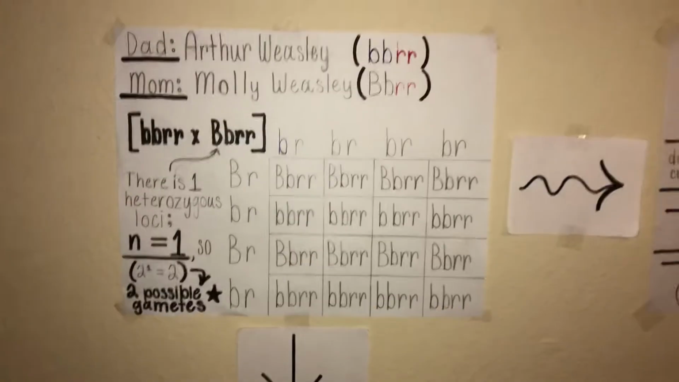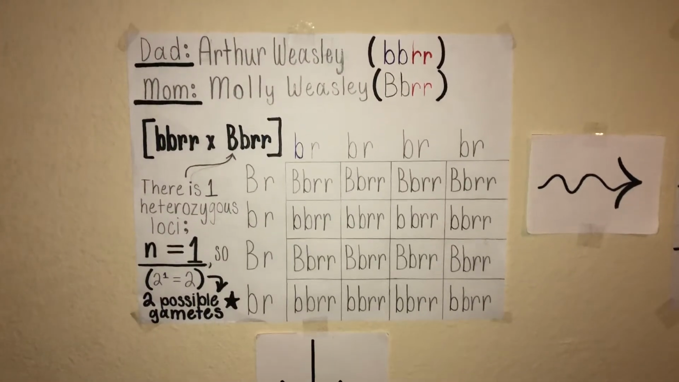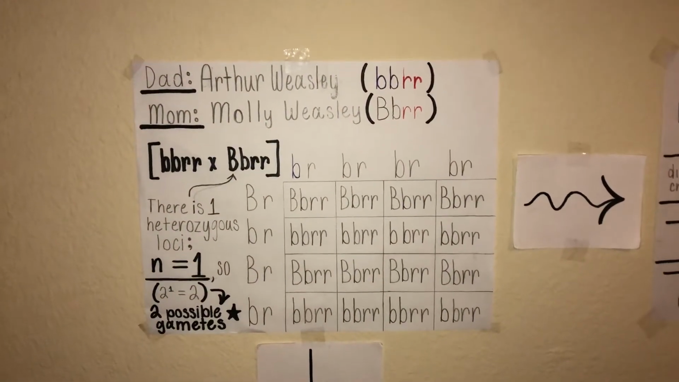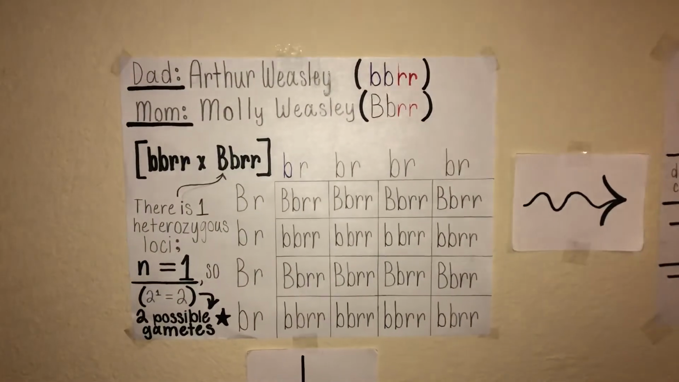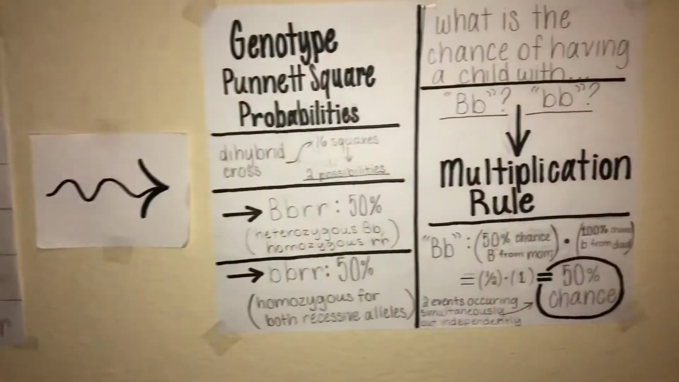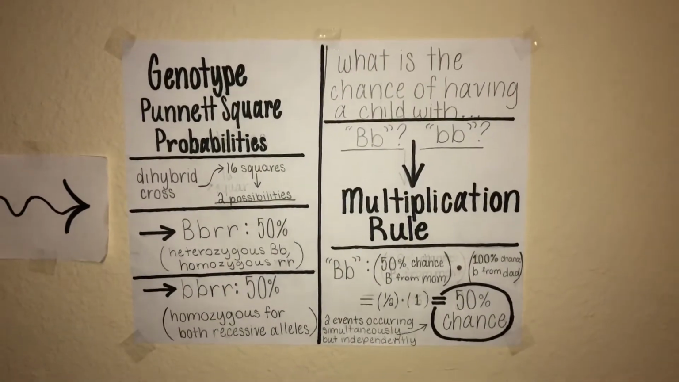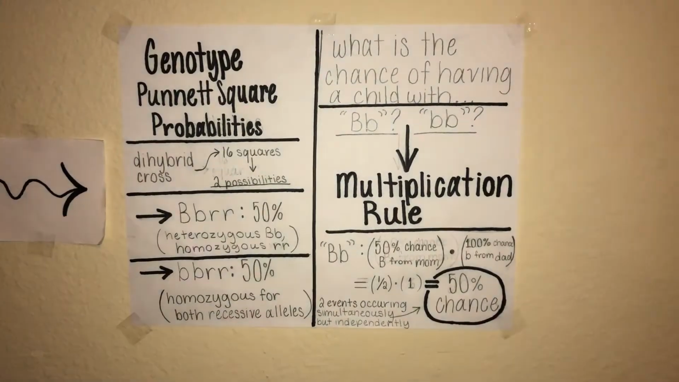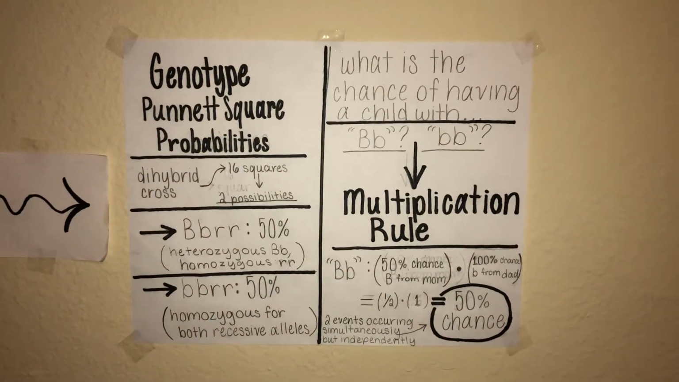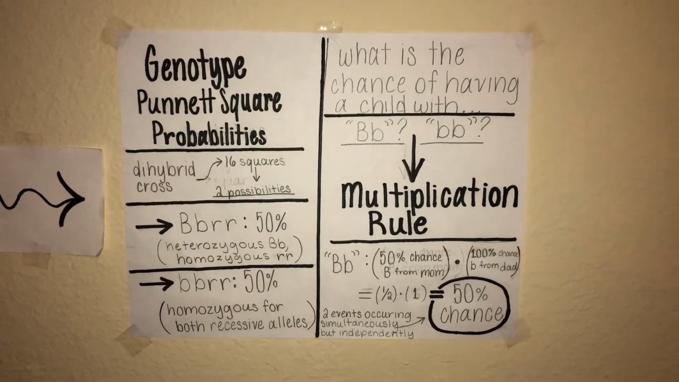To look a little more closely, we can look at Arthur Weasley and Molly Weasley at the top of our phylogenetic tree. We see that there's one heterozygous loci and two possible gametes. If we wanted to understand the chances of any individual inheriting a specific set of alleles, we can use the multiplication rule, one of Mendel's laws, to understand their chances of inheriting an individual allele from either parent.